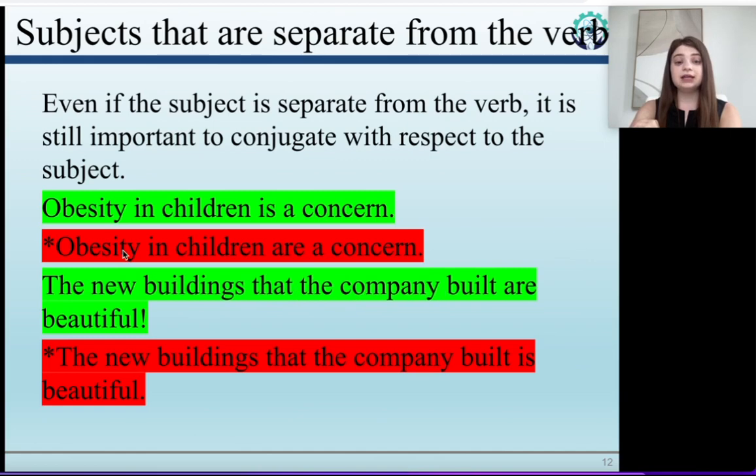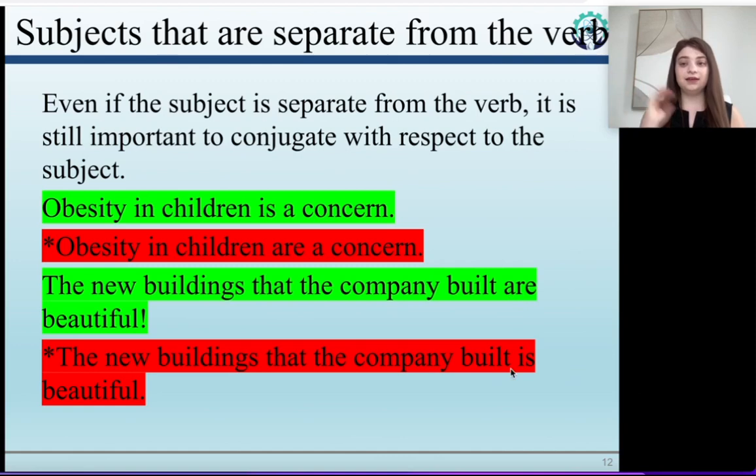The subject is the new buildings, right? That's the subject. And so we're conjugating with respect to the subject. And the new buildings, that is a third person plural, right? We could replace the new buildings with they, right? They are beautiful, right? And so we must use are instead of is.